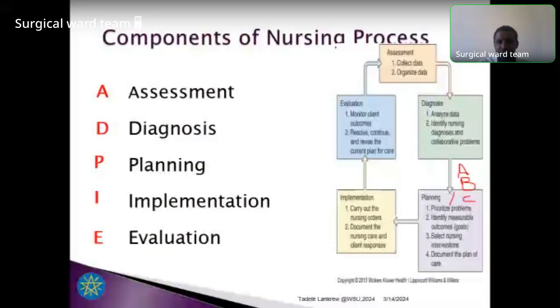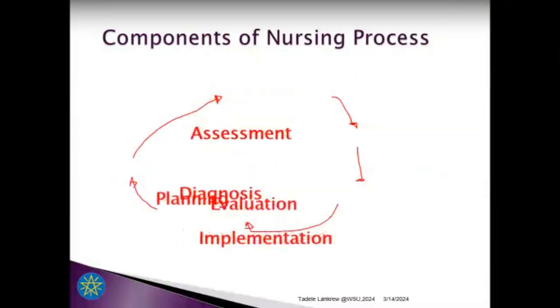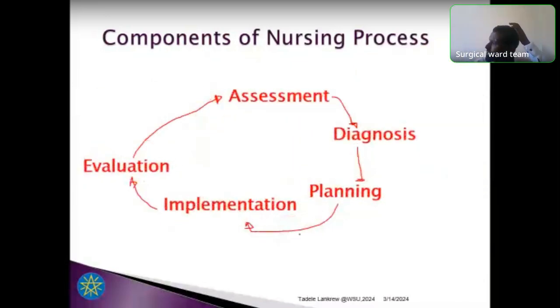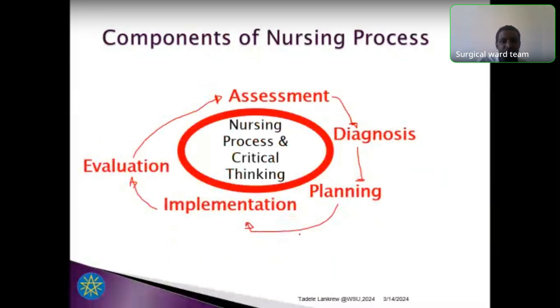The last one is evaluation: monitor the client's outcomes, resolve, and continue and revise the current plan of care. Therefore, assessment, diagnosis, planning, implementation, and evaluation are the main components of the nursing process. And the nursing process is a circular process. Here you can see on the graph that it is a circular process.